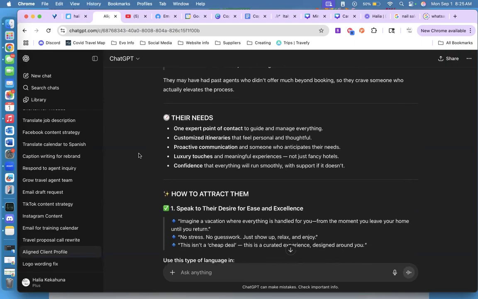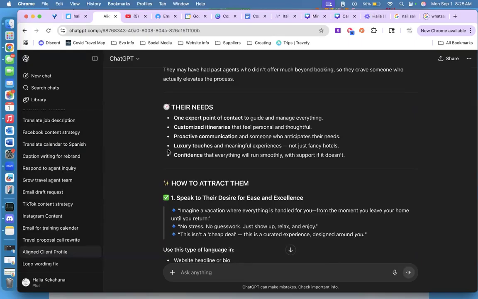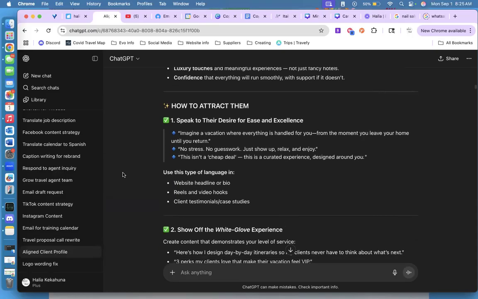It's then going to give me their needs, so different things that they are needing. This is what I can focus my marketing on, right? I can focus my marketing on their pain points and their needs, okay, to attract them, right? And then how to attract them, right?